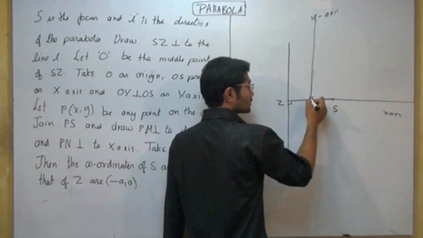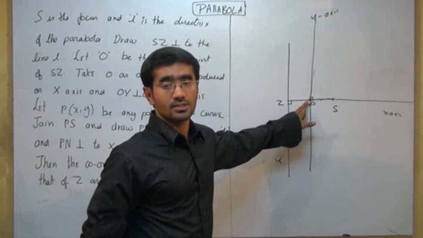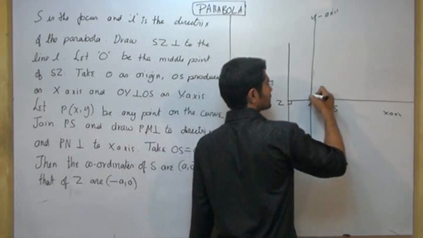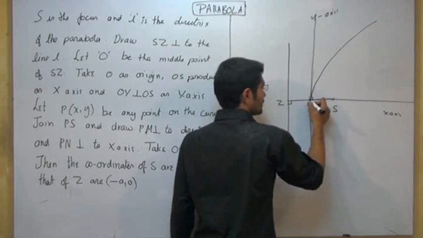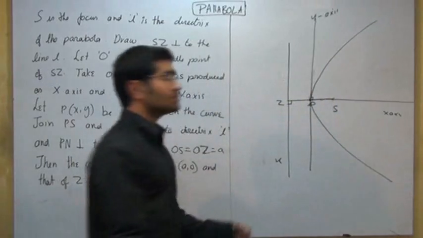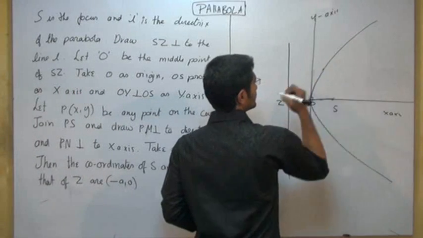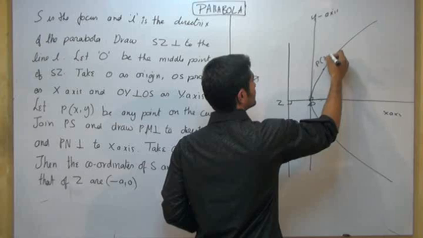Right? Now let us talk about another point here. The parabola basically starts from this point. It's called the vertex of the parabola. It goes like this. It starts here, right? So let me draw the parabola now. Right, beautiful. Now I'm taking a point on the parabola. Let's say P here. Right, there is P, x, y.